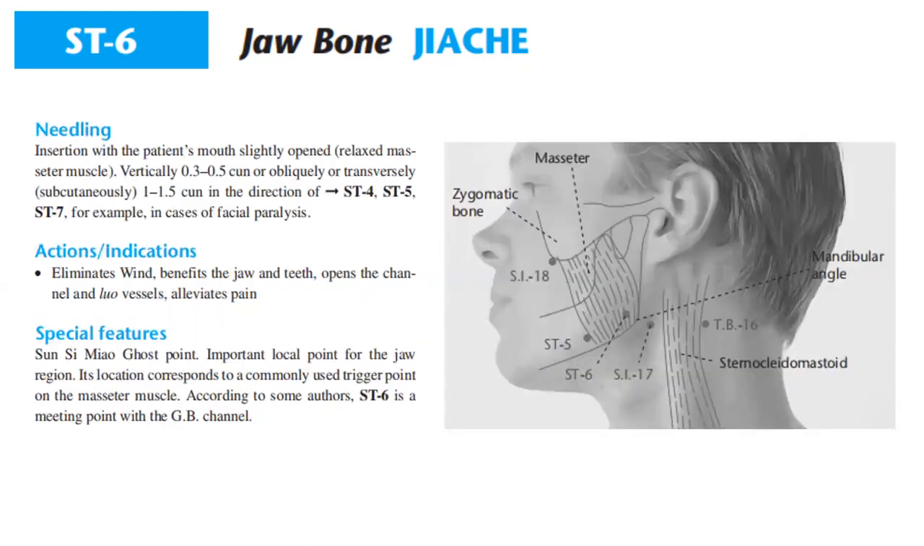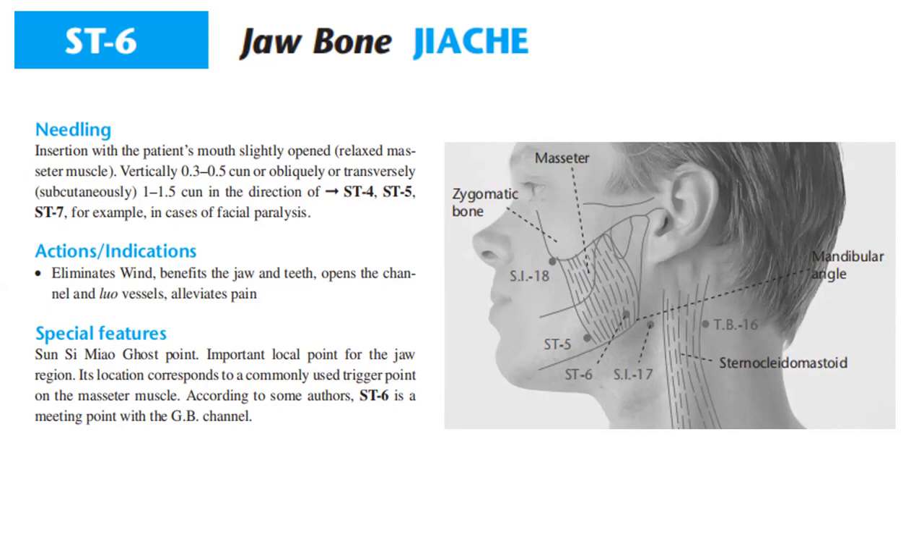Needling: insert with the patient's mouth slightly open and the masseter muscle relaxed, vertically 0.3 to 0.5 cun, or obliquely or transversely subcutaneously 1 to 1.5 cun in the direction of Stomach 4, Stomach 5, Stomach 7, for example in cases of facial paralysis. Actions and indications: eliminates wind, benefits the jaw and teeth, opens the channel and collaterals, alleviates pain.